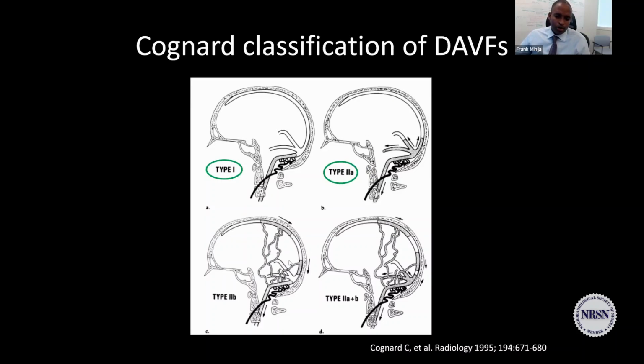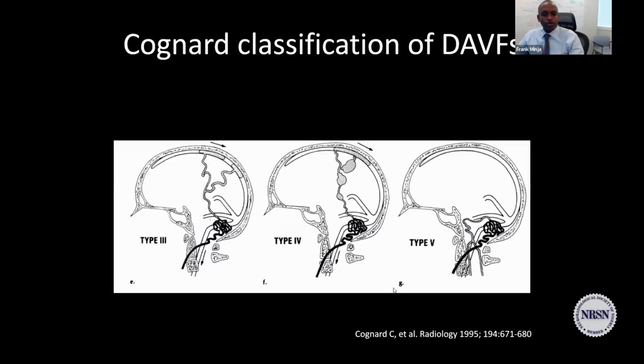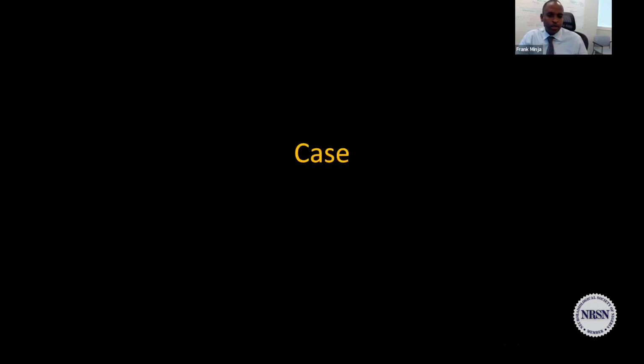So again, you can have cortical venous drainage going to the superior sagittal sinus, type 2B, type 2A and B, and it kind of goes a little bit crazy. You can have ectasia, not have ectasia, or drainage going down towards the spine and so forth. But the point is whether or not you have cortical venous drainage. That is the key point.